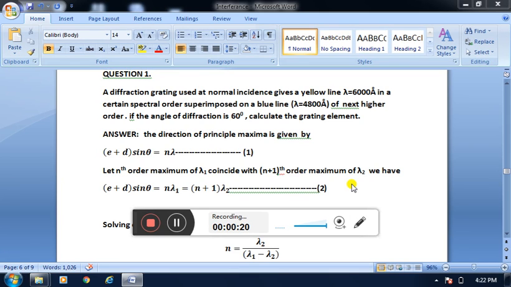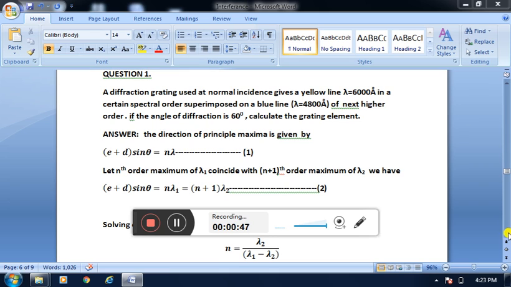First one: in a diffraction grating used at normal incidence, yellow light of wavelength 6000 Armstrong in a central spectrum of some order is superimposed by blue light of wavelength lambda equal to 4800 Armstrong of the next order. Here the angle of diffraction is 60 degrees. Calculate the grating element, that is, e plus d.